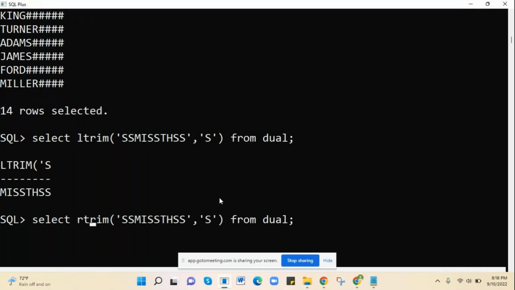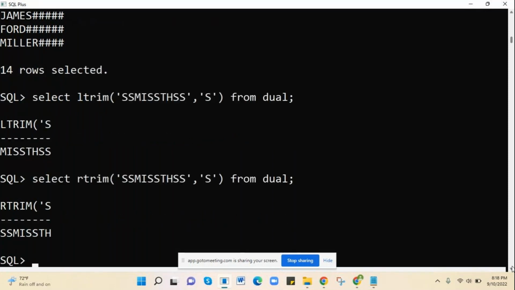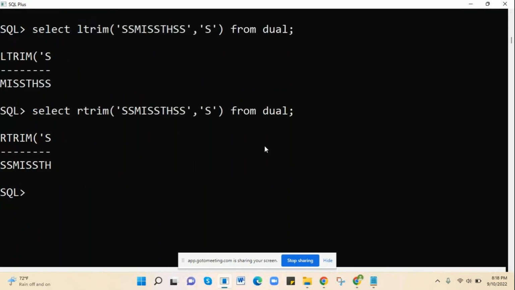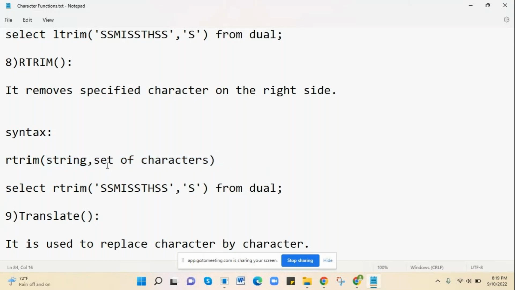Change L to R. Why we use this: sometimes when we extract, when we upload data or information from an Excel sheet into the database, whether it is Oracle or SQL Server, sometimes it will give some spaces or empty spaces or zeros, any special characters on the left side or right side. This happens sometimes. When you extract, you will see it gives some characters either on the left side or on the right side. To remove that we use this one. Okay? So this is about L trim and R trim.